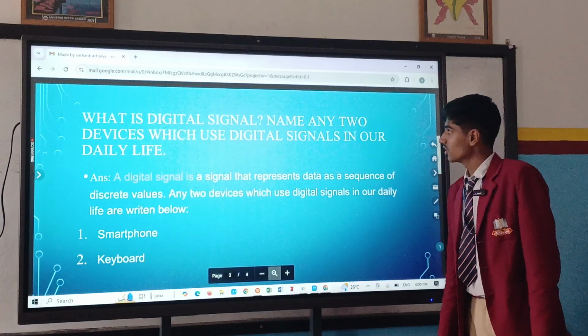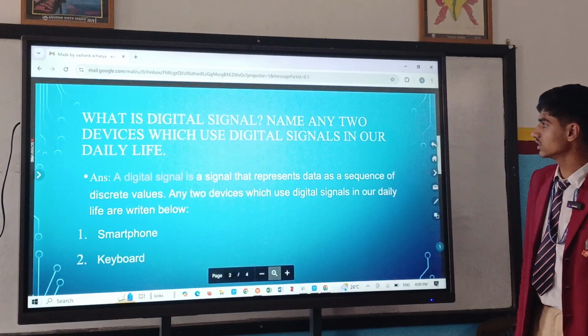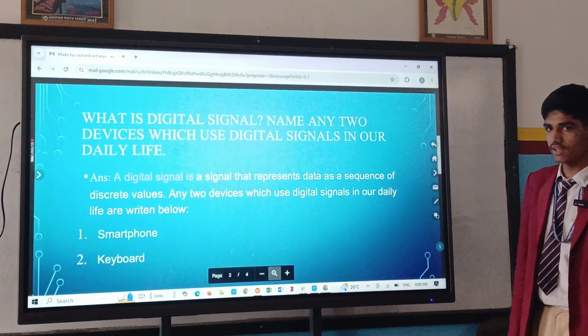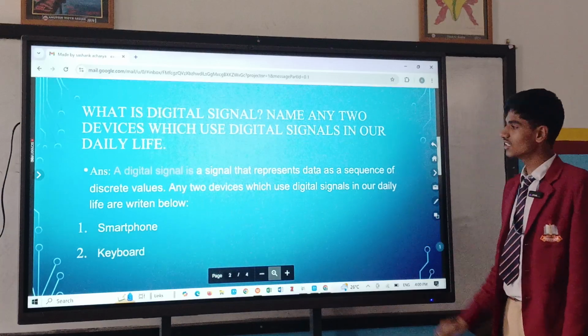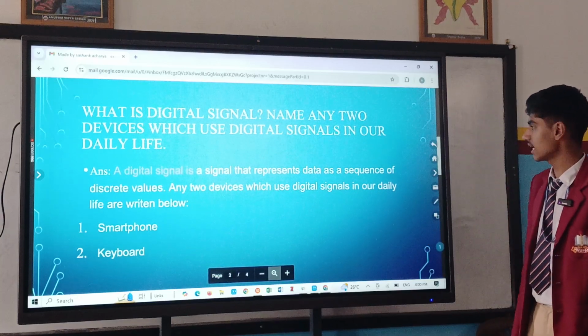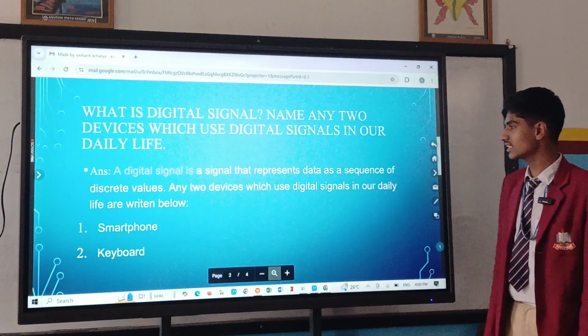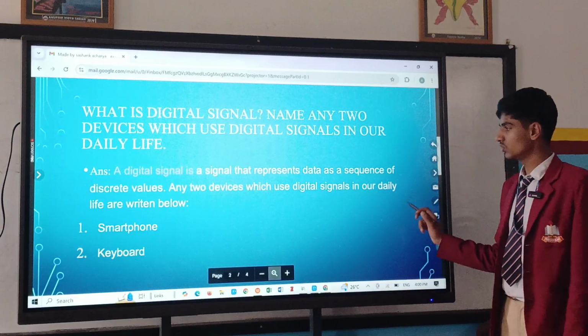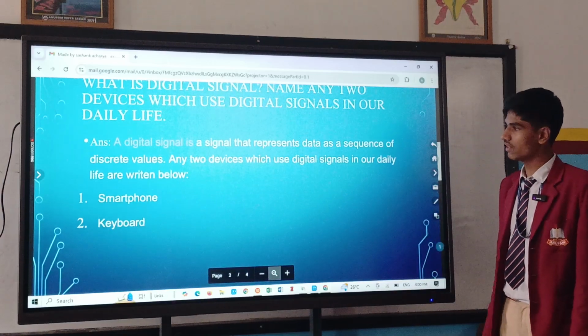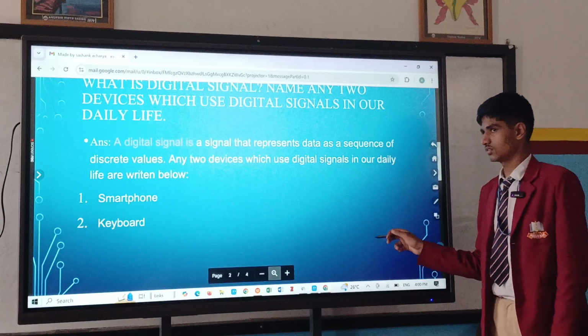What is a digital signal? Name any two devices which use digital signals in our daily life. A digital signal is a signal that represents data as a sequence of discrete values. Any two devices which use digital signals in our daily life are a smartphone and a keyboard.